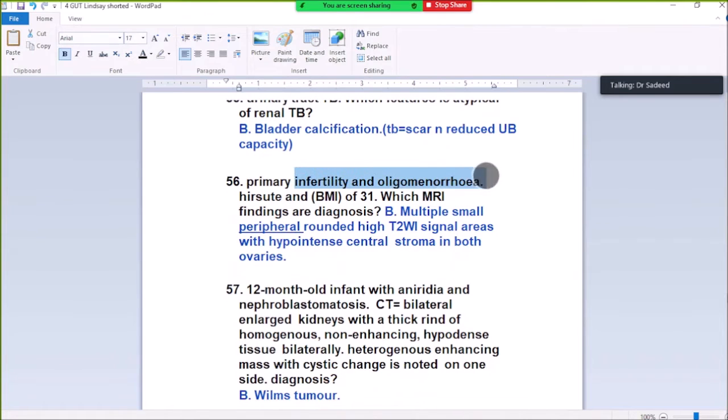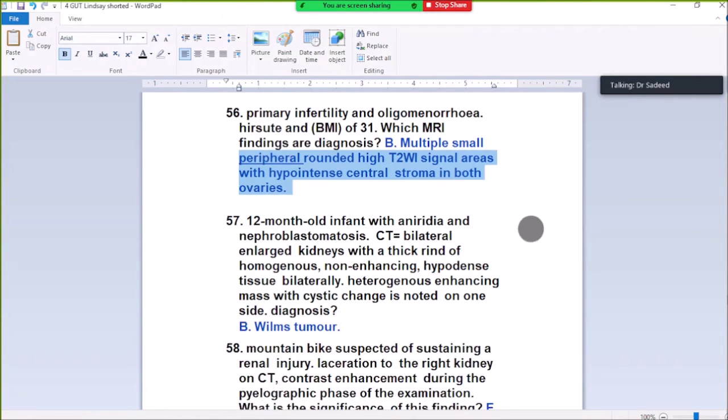Question 56. Primary infertility, oligomenorrhea, hirsutism, and BMI of 31. Which MRI finding or diagnosis? Multiple small peripheral round high T2 signal areas with hypointense central stroma in both ovaries. They are seen in polycystic ovarian syndrome.